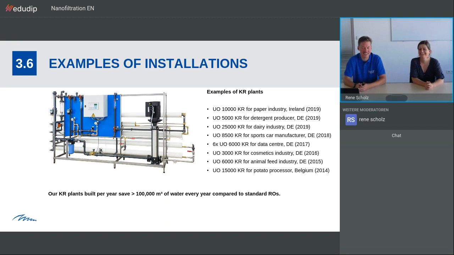All right, for the 6,000, we had a big data center for computers, then a 3,000 for the cosmetics industry, and a bigger one for the animal feed industry. And then also a really big one in Belgium, maybe it was one of you, for a potato processor.